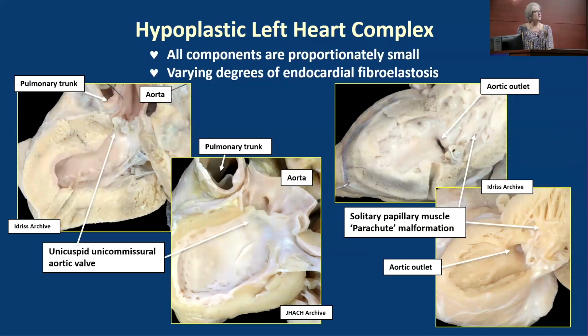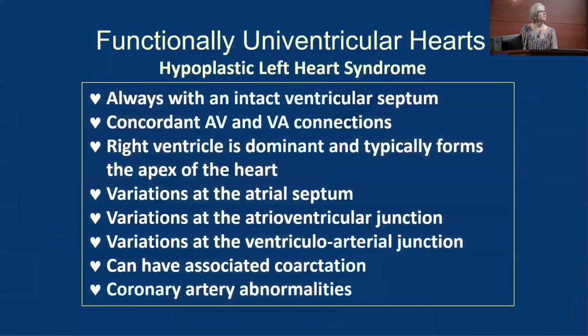All of these hearts have a fairly good-sized left ventricle that doesn't quite reach the apex. If you look from left to right, you can see the varying degrees of hypertrophy of the left ventricle as well as the endocardial fibroelastosis. So with hypoplastic left heart syndrome, you always have an intact ventricular septum with concordant atrioventricular and ventriculo-arterial connections. The right ventricle is the dominant ventricle and typically forms the apex of the heart. There are variations at the atrial septum, at the atrioventricular junction, and at the ventriculo-arterial junction. Many of these specimens will have an associated coarctation.